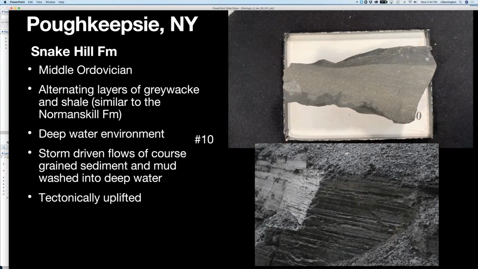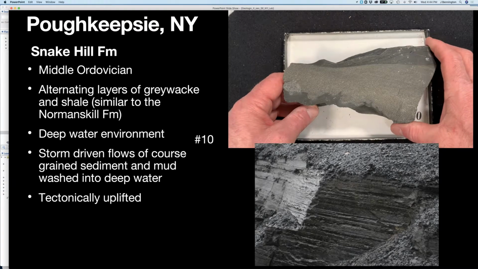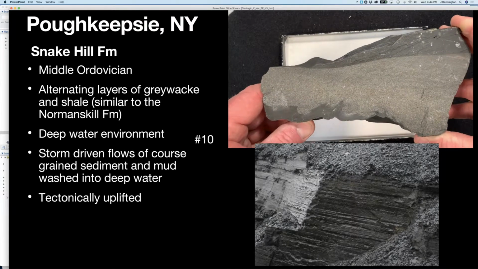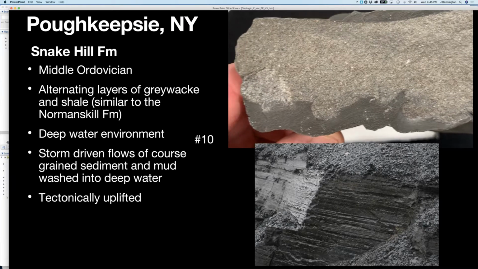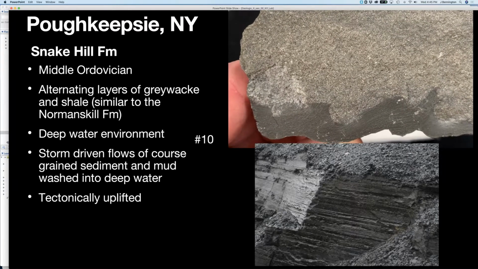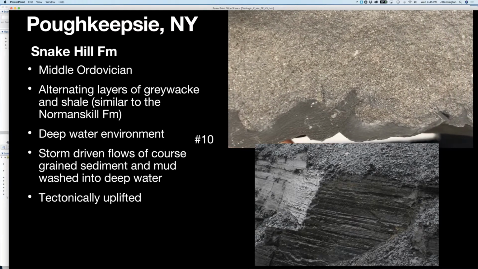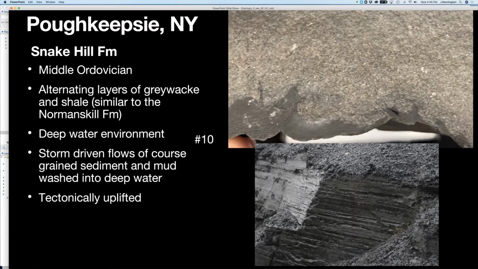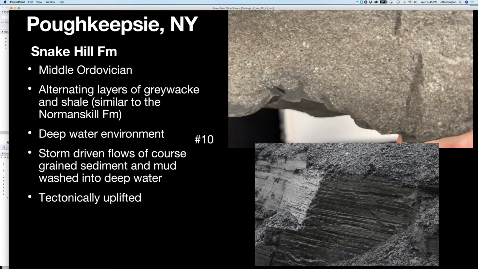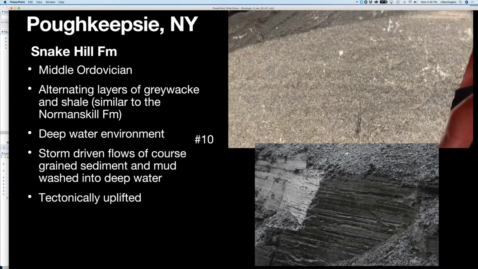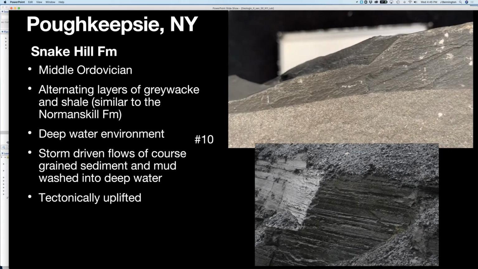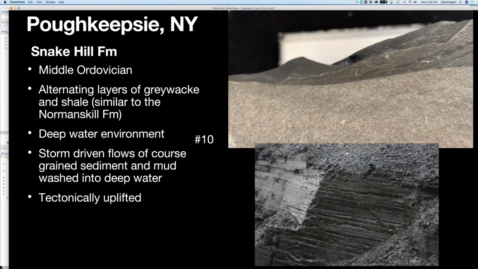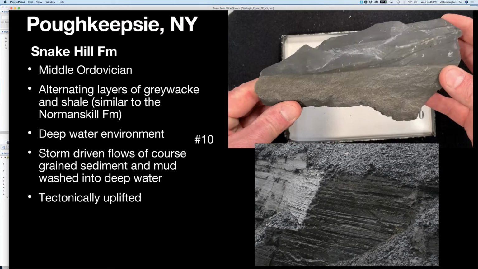Along the shoreline of the Hudson River in Poughkeepsie, we see some sedimentary rock from the Snake Hill Formation. And as I said, this is very similar to the Normanskill Formation, except that it's got a lot more greywacke in it, alternating layers of greywacke and shale. So the greywacke is the lighter, more sandy-looking material in the specimen, and the shale is the darker, muddier material.